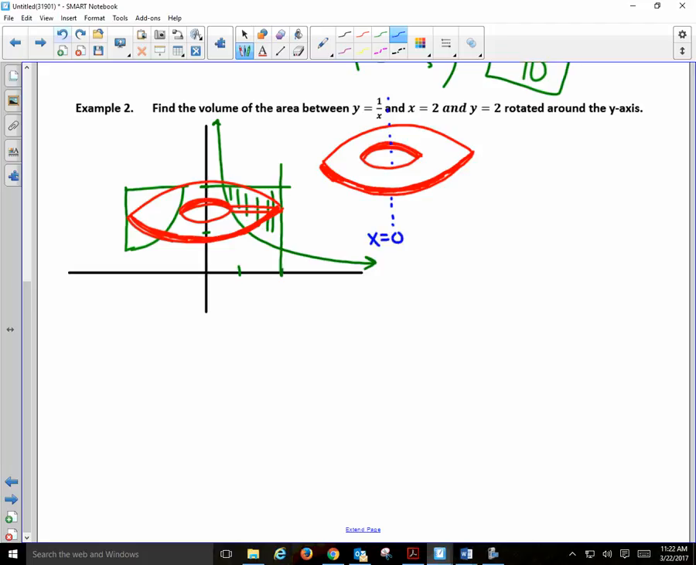What is the outside? x equals 2. What is the inside? y equals 1 over x. What's the thickness of my washer? dy. Well, that means everything should be in terms of y, and it should be x equals. I'm good to go for my axis of rotation, but I'm not good to go here.